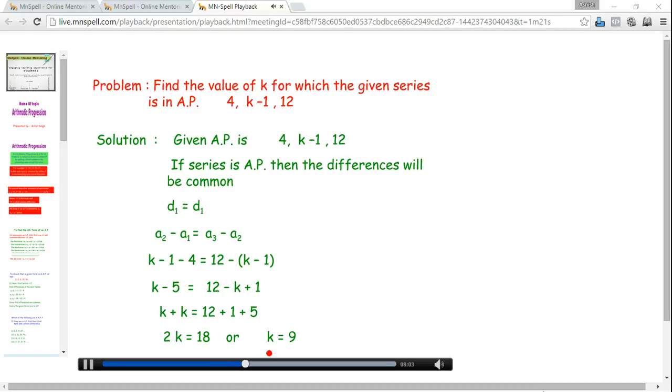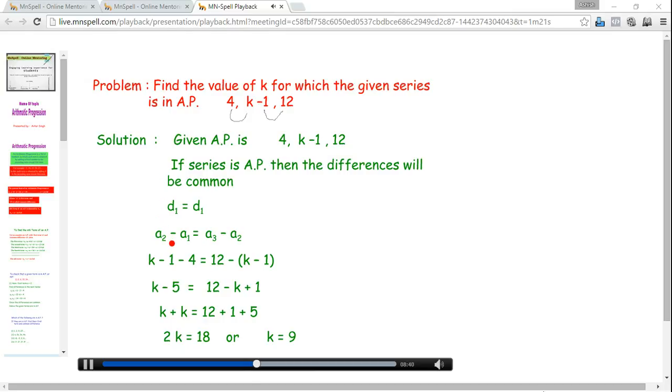Now, we have to find the value of k for which the given series is an AP. Suppose we are given 3 numbers 4, k minus 1 and 12 that are in AP. It is given that these 3 numbers are in AP and we have to find the value of k. The best way to find the value of k is to use the common difference: the second term minus the first term and the third term minus the second term. Since we are given that this is an AP series, the common difference will be the same.